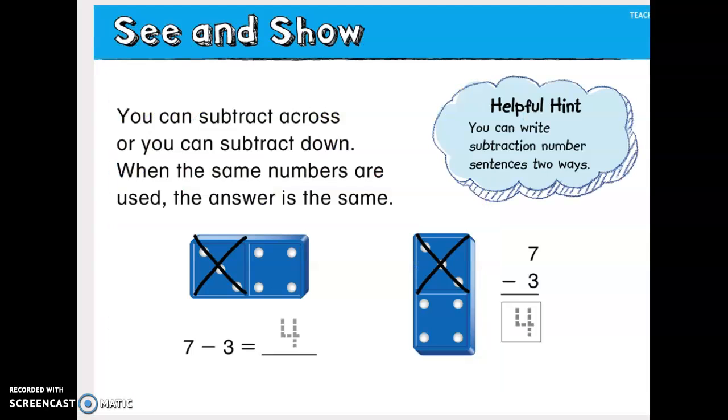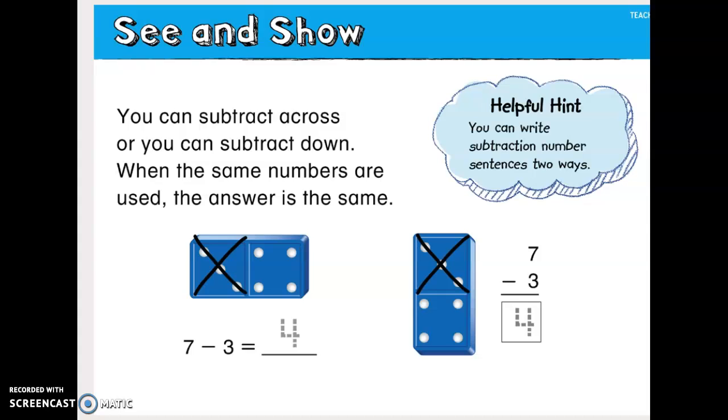Okay, we are on the next page, which is called See and Show. I really love it when they show these dominoes because it's really easy for us to imagine addition and subtraction with the dominoes. So here they're showing us that you can subtract across or you can subtract down. When the same numbers are used, the answer is the same. And here's a helpful hint.